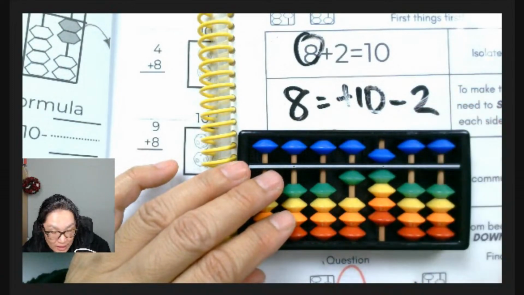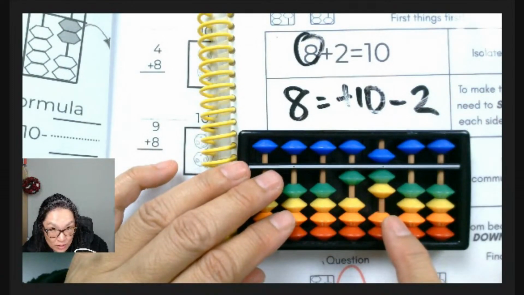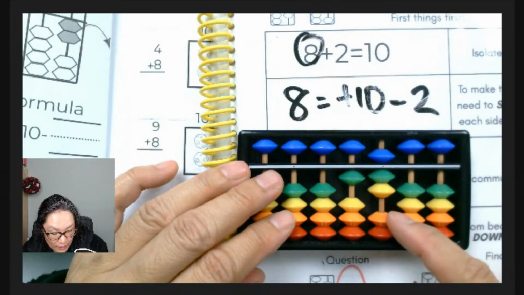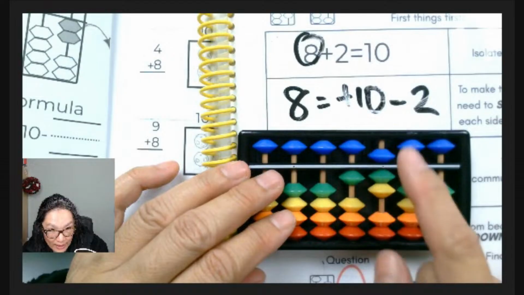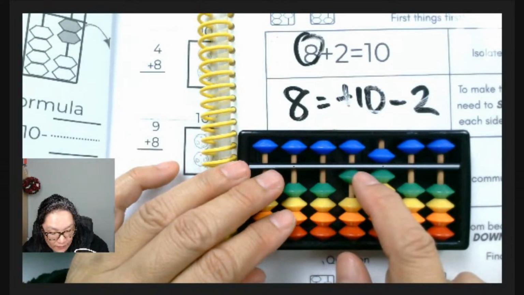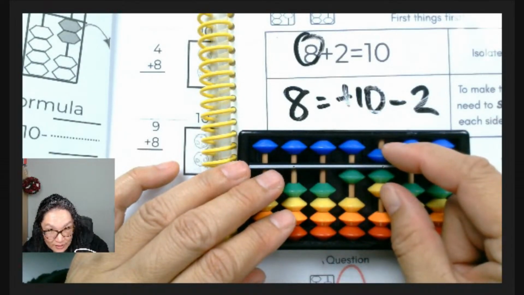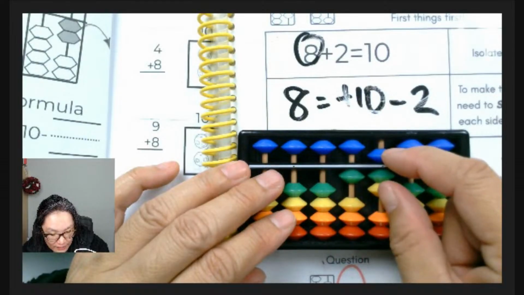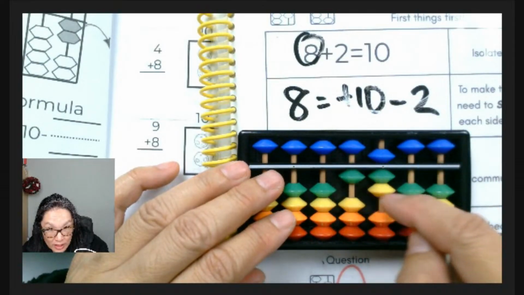And then here it says take away 2. When we take away the 2, remember we move it away from the horizontal bar. Now we have 17. 1, and then 7. So now we have 17.